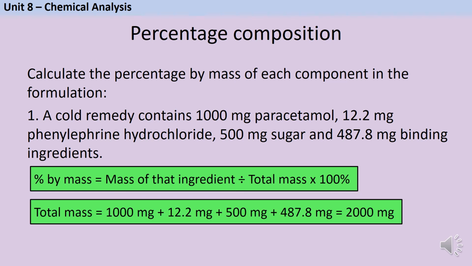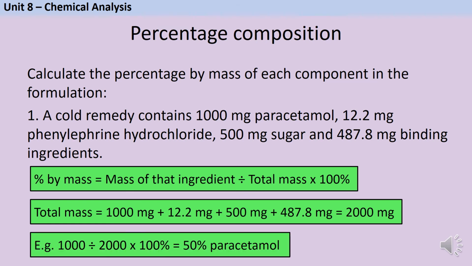So in order to work out the total mass, for this question I'm going to need to add up all of these different components, and I get an answer of 2,000 milligrams, which makes my maths for the next bit really straightforward. I'm going to do 1,000 milligrams, the amount of paracetamol, divided by 2,000, times by 100%, and I find out that 50% of the mass of that cold remedy is paracetamol.